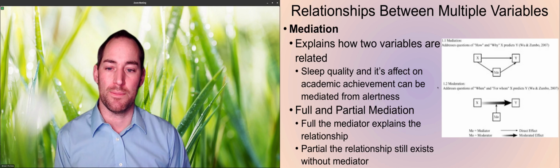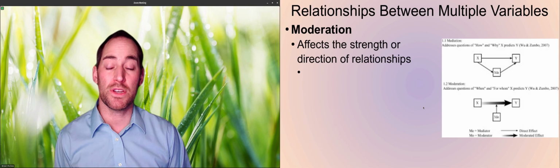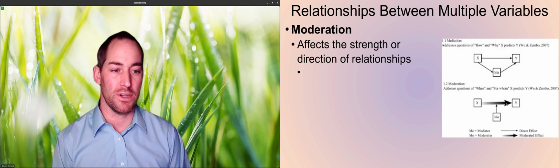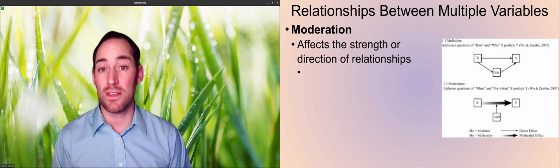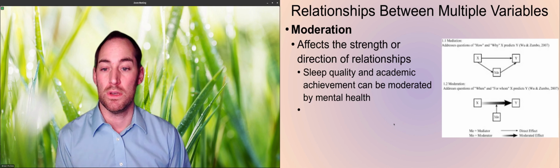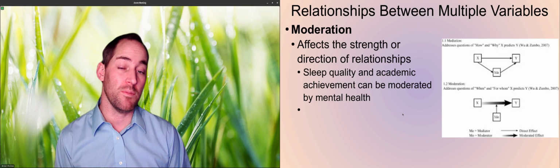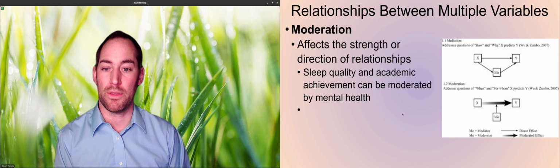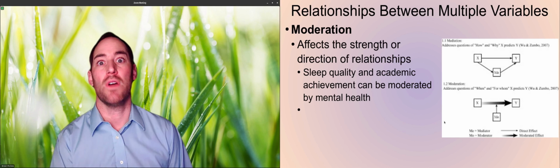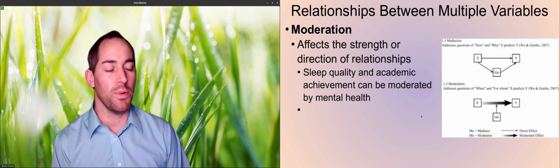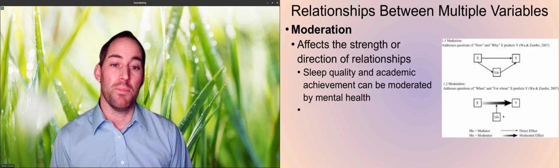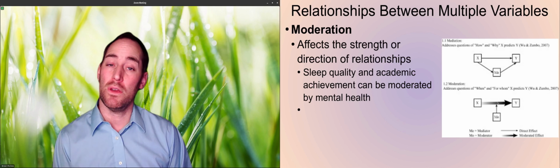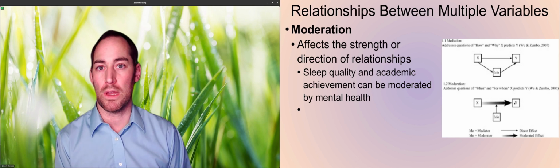alertness level is. So moderation affects the strength or direction of a relationship. So it's like this over here. So x leads to y, and then the moderator can completely cancel out or reverse that relationship. So sleep quality and academic achievement can be moderated by mental health. So let's say you've got really poor mental health. You're super anxious, for example. You get really good sleep the night before a test, but because of your anxiety, even though you got good sleep, you do really poorly on the test.